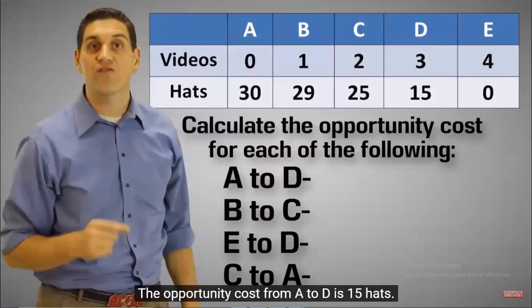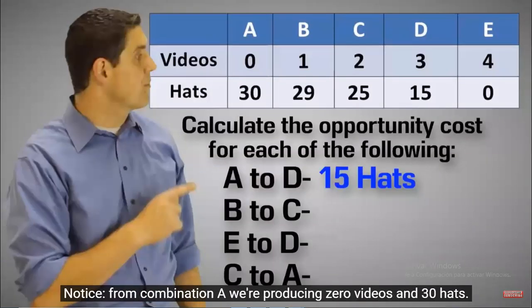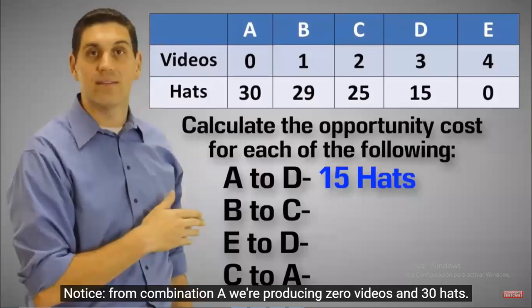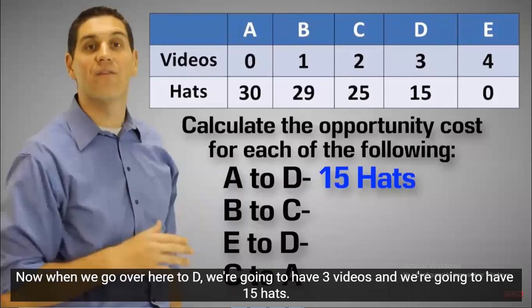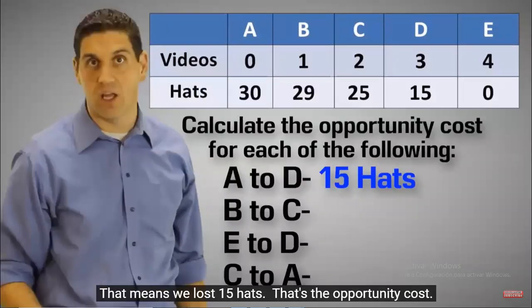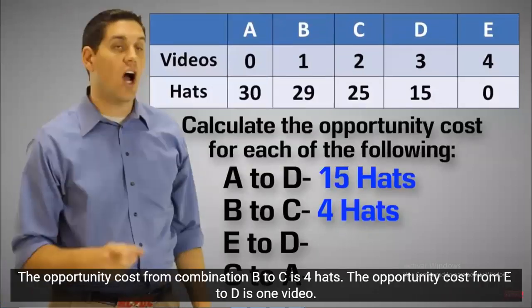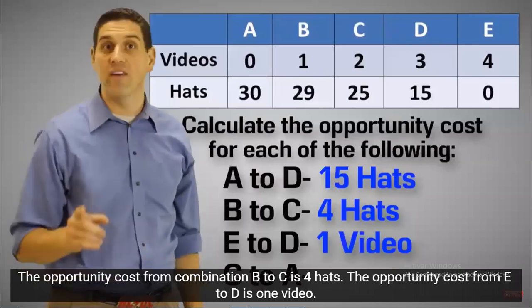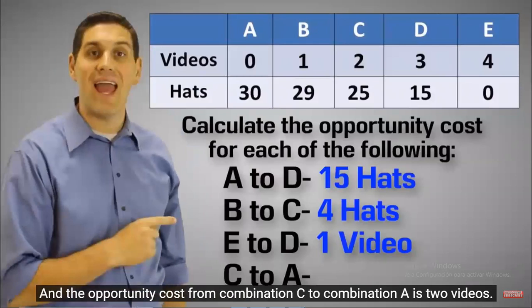The opportunity cost from A to D is 15 hats. Notice, from combination A, we're producing 0 videos and 30 hats. Now, when we go over here to D, we're going to have 3 videos and we're going to have 15 hats. That means we lost 15 hats. That's the opportunity cost. The opportunity cost from combination B to C is 4 hats. The opportunity cost from E to D is 1 video. And the opportunity cost from combination C to combination A is 2 videos.